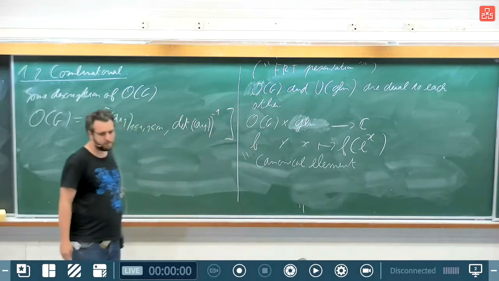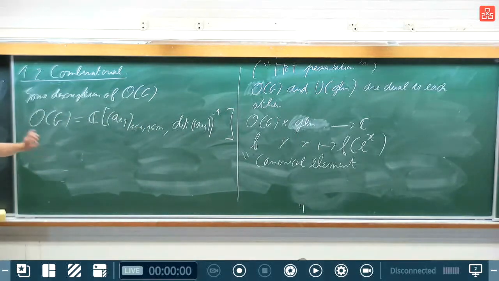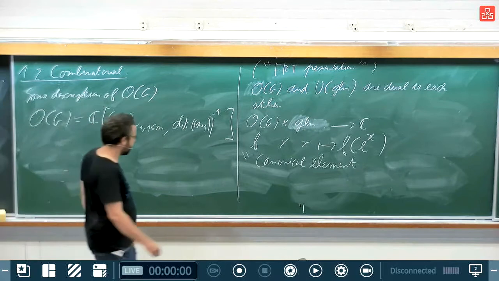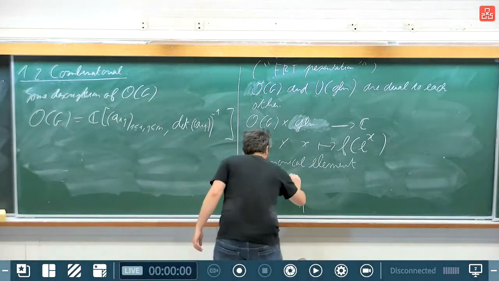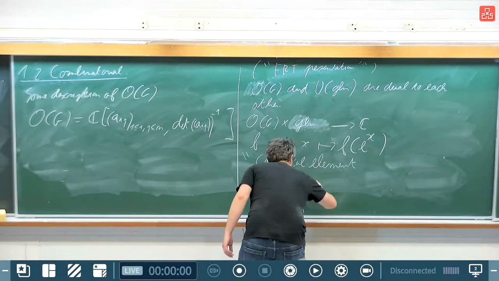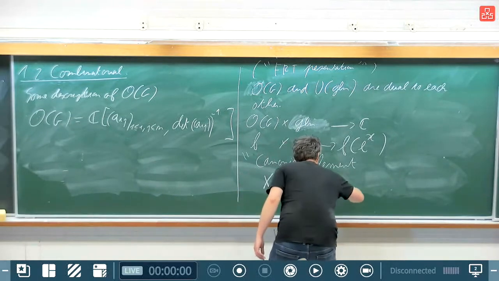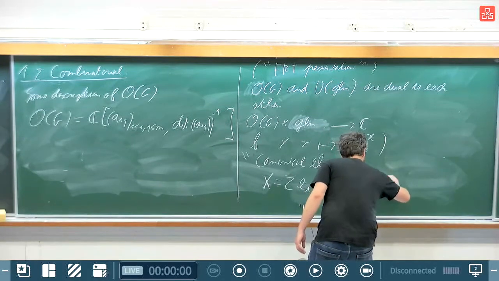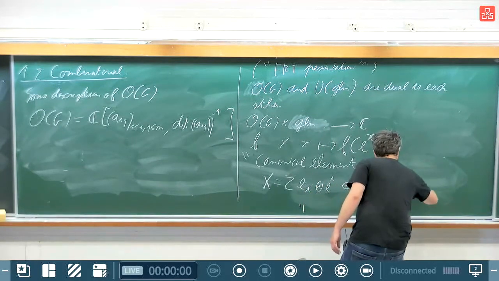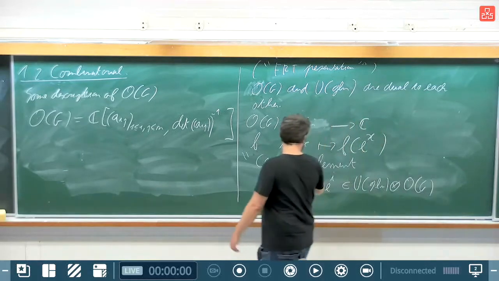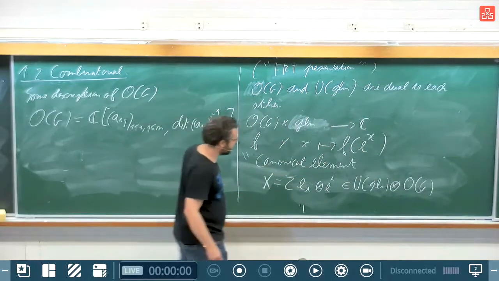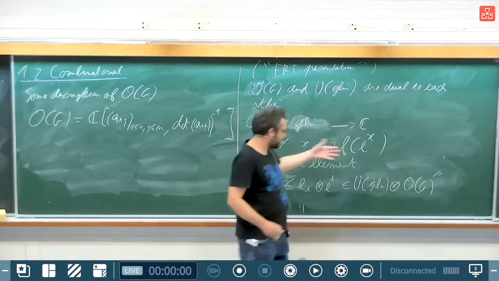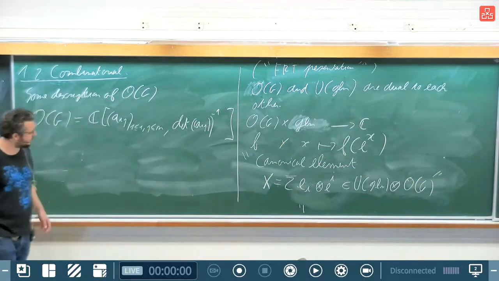So I have to be careful. That's why I put it in quotes. I'm saying something which is a bit of a lie, and then I will give the precise version, because those spaces are infinite dimensional. But I can consider something like the sum of e_i tensor e^i in U(gl_n) tensor O(G). Of course, this is an infinite sum, so it doesn't really belong to this space. If I want to make sense of that, I should take some kind of completion.